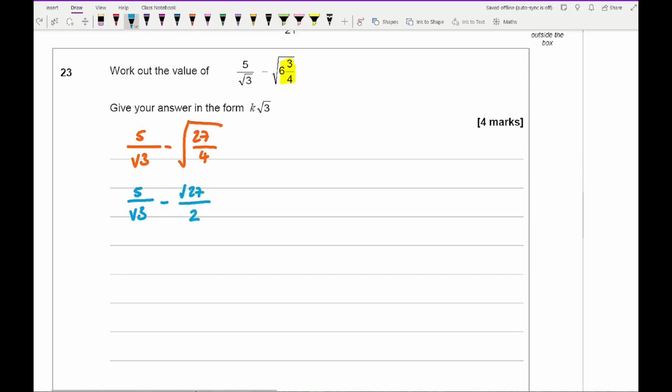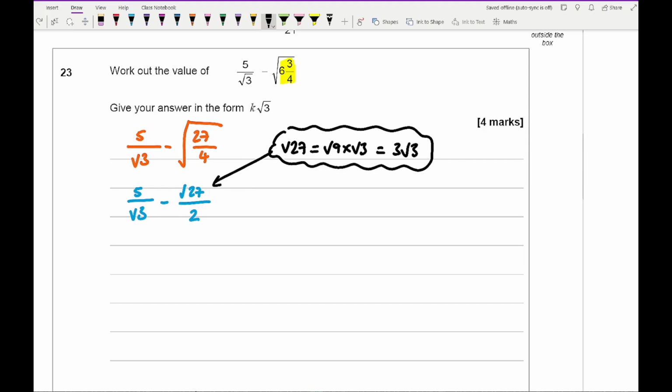Now from this, what you can then do is recognize that root 27 is root 9 times root 3, which is 3 root 3. So I can substitute that in there, in which I end up with 5 over root 3 minus 3 root 3 over 2.